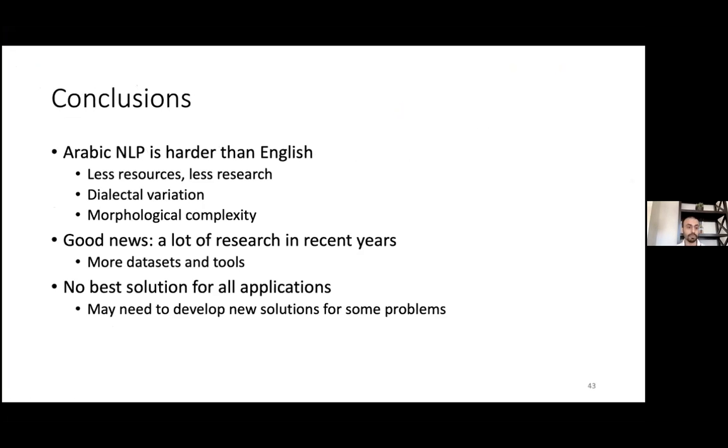So in conclusion, I would say that Arabic NLP is harder than English for different reasons. It has fewer resources, less research has been conducted on Arabic NLP, and there is also dialectal variation. Arabic is morphologically more complex than English, and all of these add extra challenges to Arabic NLP. There is some good news. In recent years, there has been a lot of research conducted in NLP in general and Arabic NLP in particular. There are more available datasets and tools, and I would say you can expect that in the near future you will see lots of new applications for NLP and Arabic NLP specifically.